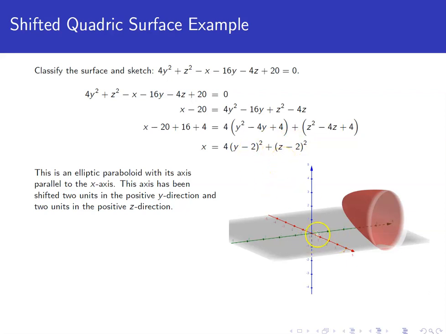Likewise for z. So draw your elliptic paraboloid and just move it over 2 units in the y, which is the green axis, up 2 units in the z, which is the blue axis, and again it's opening in the x-axis direction.